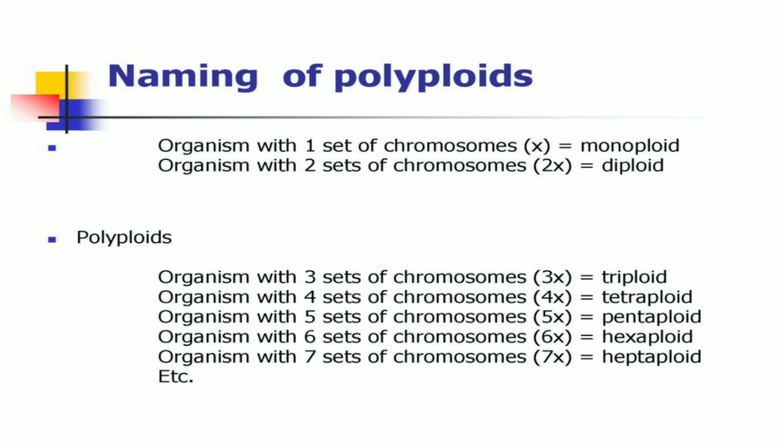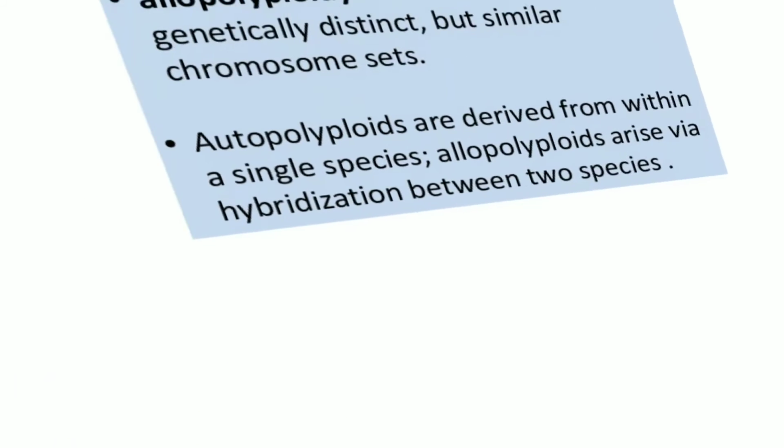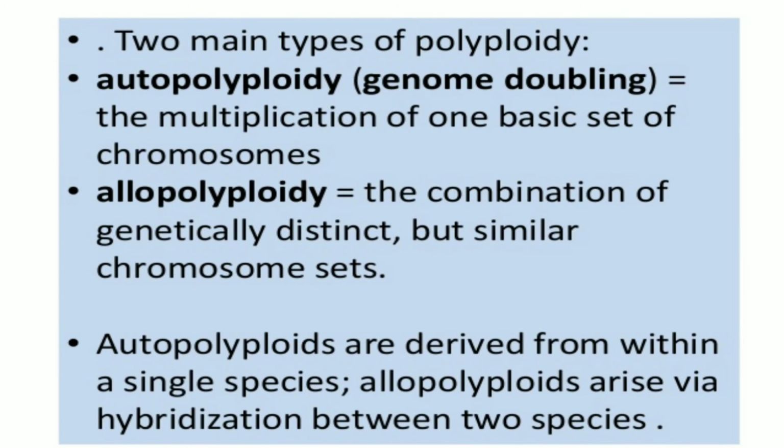Now several ploidy levels can be obtained, but whatsoever the polyploidy, it could be autopolyploidy where the multiplication of one basic set of the chromosomes occurs, and it could be allopolyploidy if the combination polyploid is not the result of one species but two dissimilar chromosomal sets. When they are added, it is called an allopolyploid.